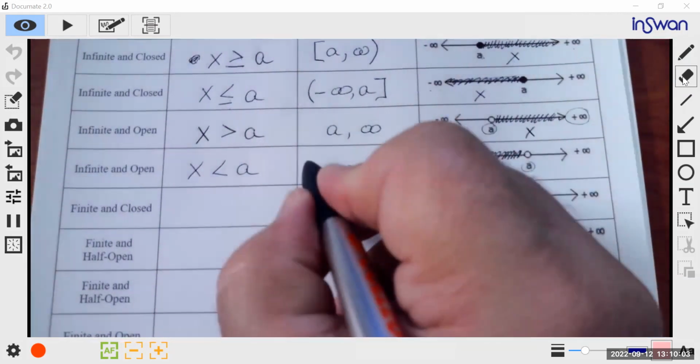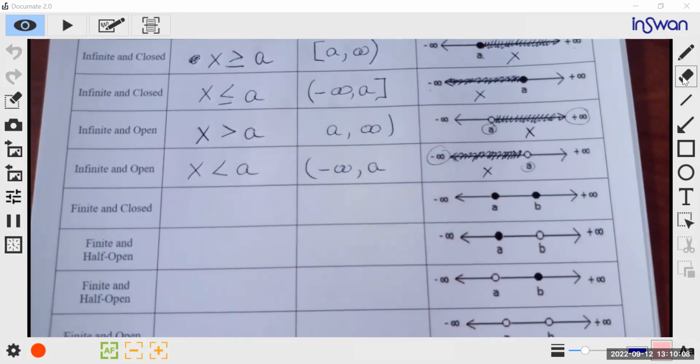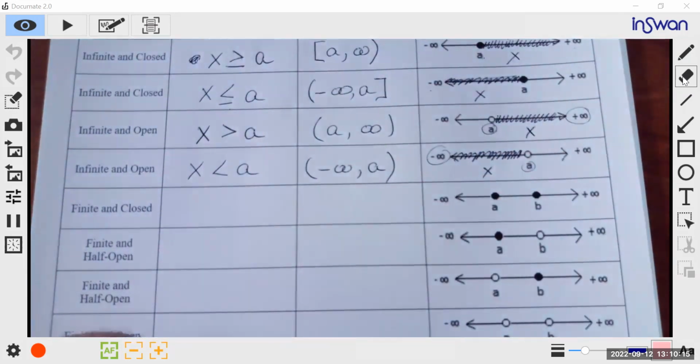I can't use infinity, so it's parentheses. Can I use the A's? Can I include the A's in my list? No. So those are parentheses also. If it's an open circle, it's a parenthesis. If it's a closed circle, it's a bracket.